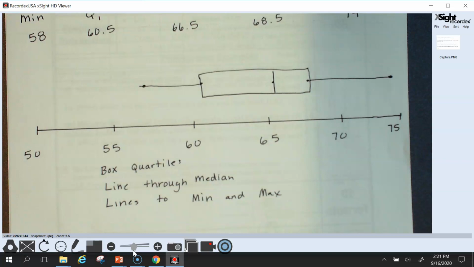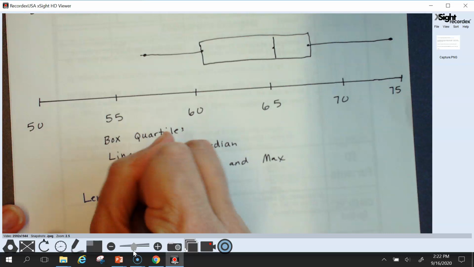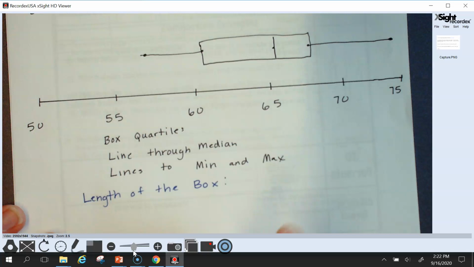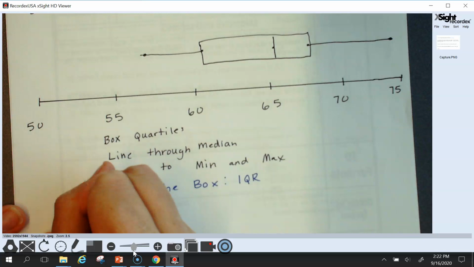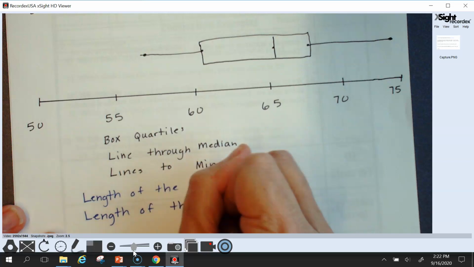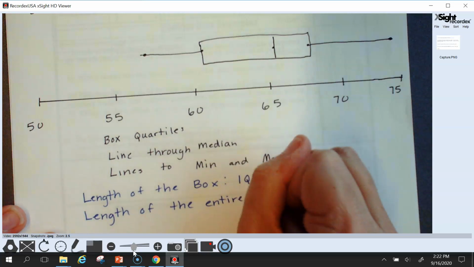So now based on what we just learned, I'm thinking this is pretty much symmetric because it doesn't look all that skewed. So a couple things you should know, that the length of the box actually represents the IQR, and the length of the entire plot since it's the max to the min is the range.